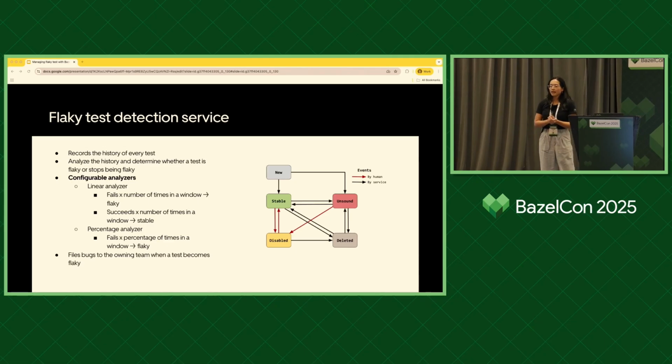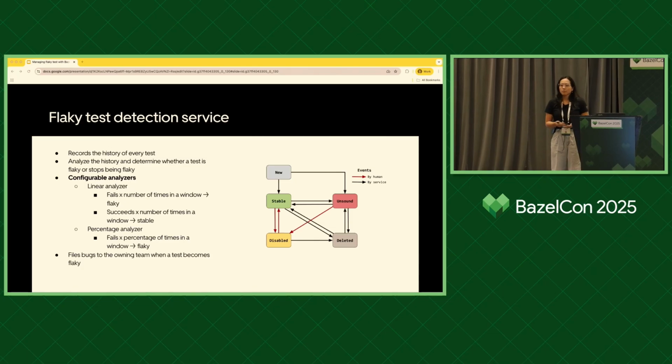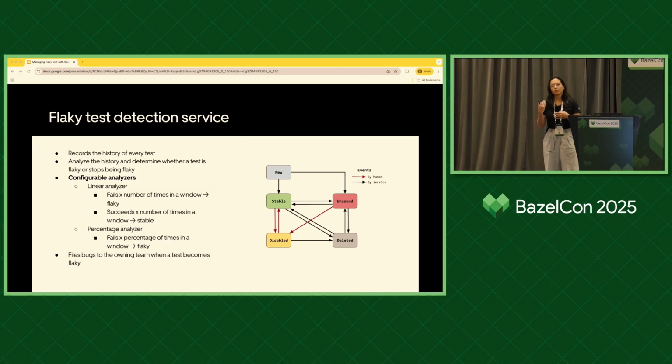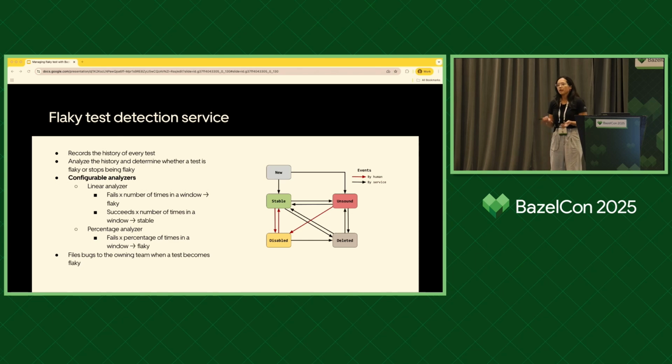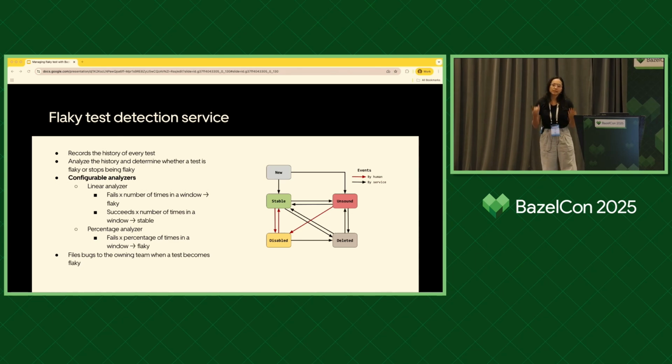In a very simple linear analyzer case, if a test fails once in a given window, then the test would be determined as flaky, while if it passes 100 consecutive runs, then it transitions to stable. In a more percentage-based analyzer case, if a test fails above a certain percentage in a given window, then we can say that this test is flaky, while if it falls below that percentage, then we can say that this test is stable. This analyzer would be more applicable to integration tests, where we can tolerate more instability.